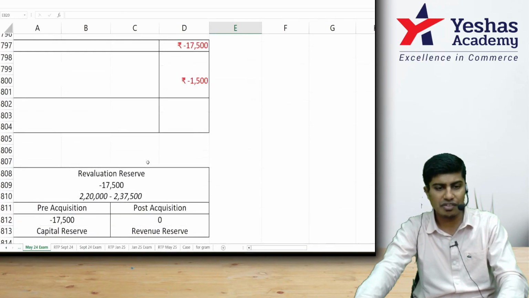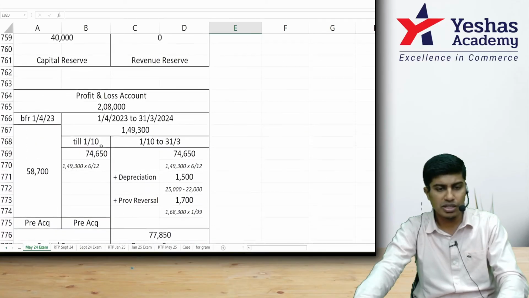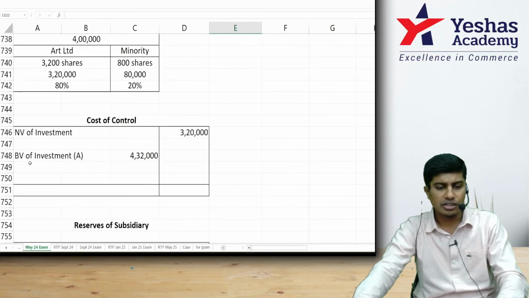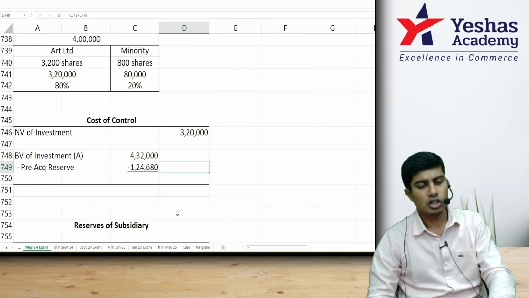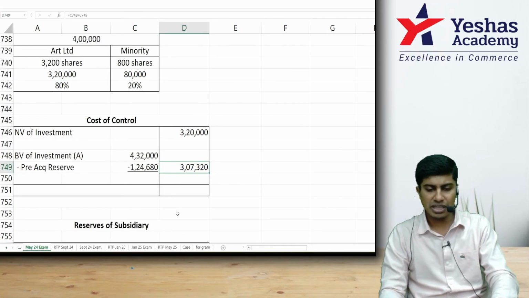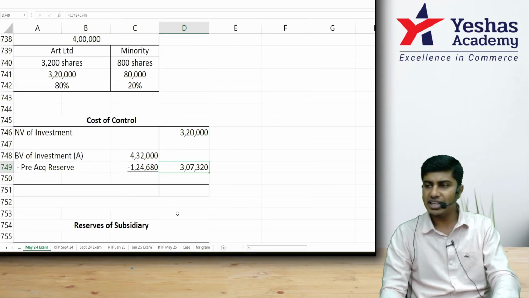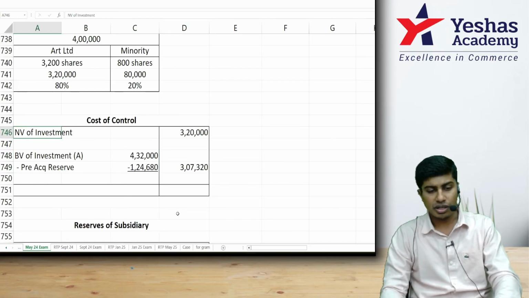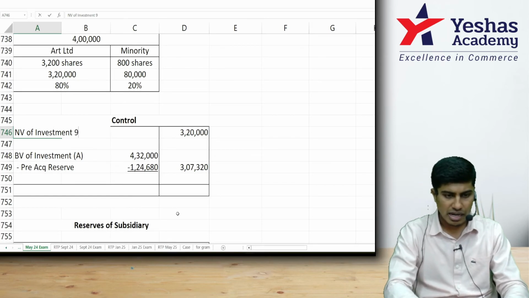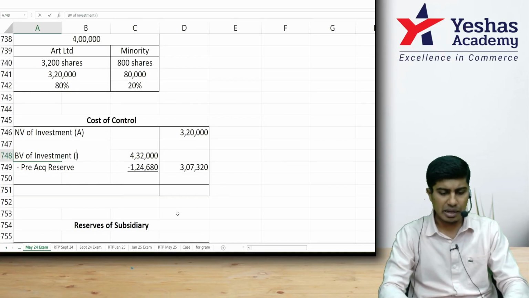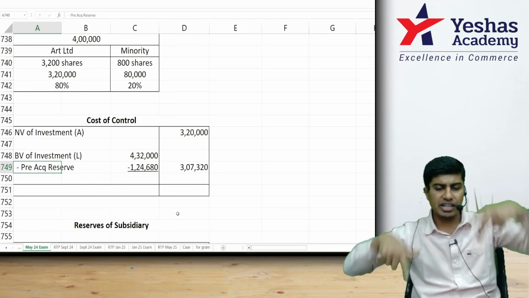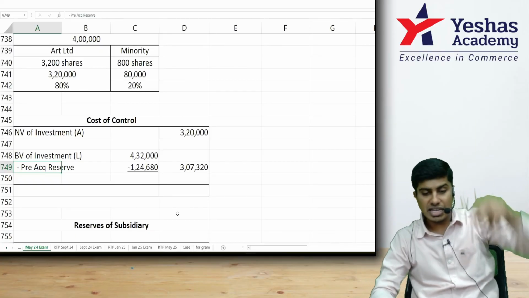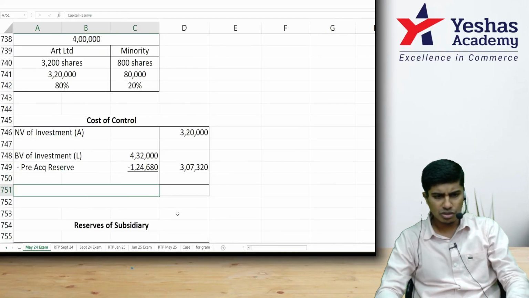Cost of control, only investments. Please come to cost of control. Here, shall I deduct it from book value of investment? 1,24,680. Closing will be 3,07,320. Asset is 307,320. Nominal value of investment, asset is 3,20,000. Liability is 307,320. Liability 307,320. Asset 3,20,000. Which is more? Asset. By how much?